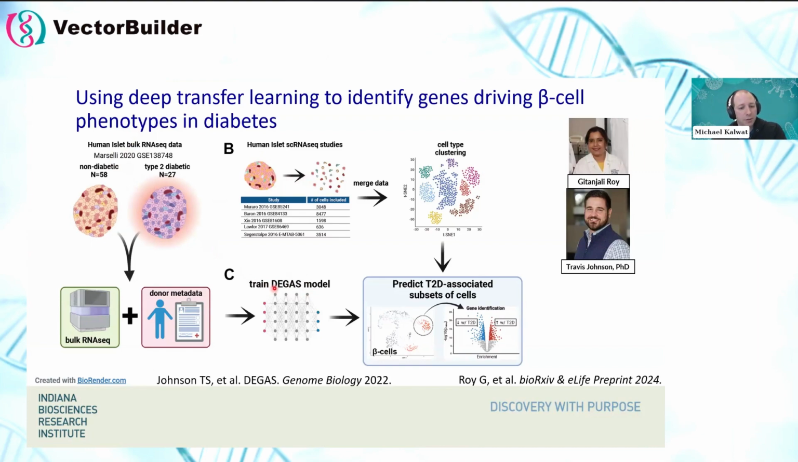And it's a machine learning algorithm that uses deep transfer learning to take information from the bulk RNA-Seq and the donor patient metadata and overlay that onto the single cell map in order to make a prediction about disease association. So we took bulk RNA-Seq data from non-diabetic and type 2 diabetic human islets that was publicly available, along with the donor metadata, and we fed that into his machine learning model.